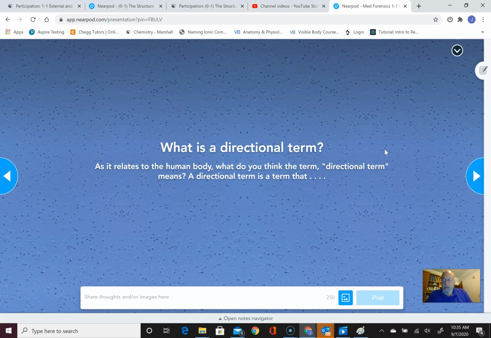Okay, so in this screen, this is called the collaboration screen, and it's asking, what is a directional term? As it relates to the human body, what do you think the term directional term means? A directional term is a term that, and you need to come down here and have some input. I need to make some input so that I can move on from this slide.